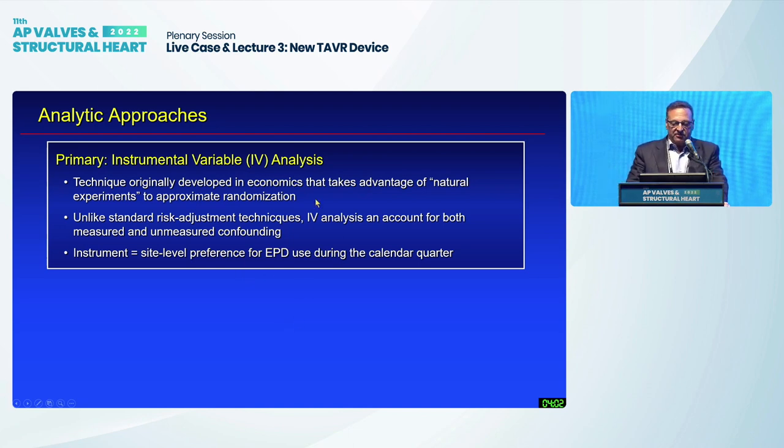It comes from economics, and what it really does, in contrast to our typical observational studies, is it allows us to account for both measured and unmeasured confounding. And the instrument that we used, the separator, was the site-level performance for embolic protection use during the calendar quarter, and I'll show you that in just a second.